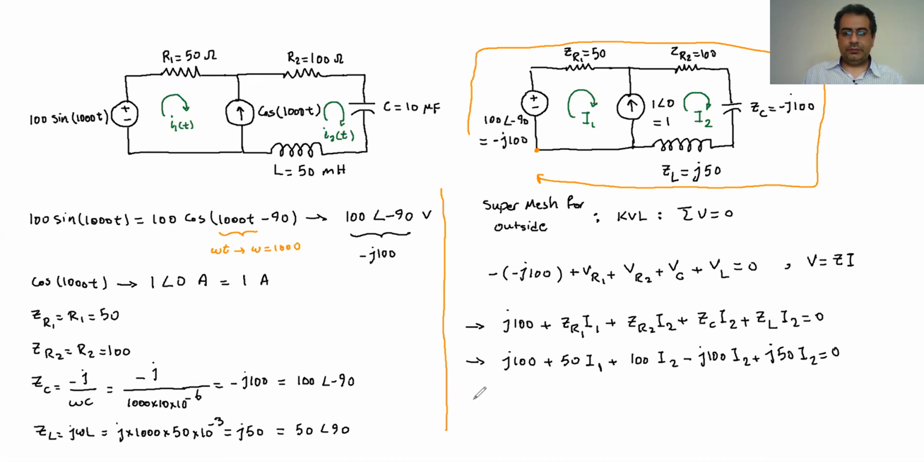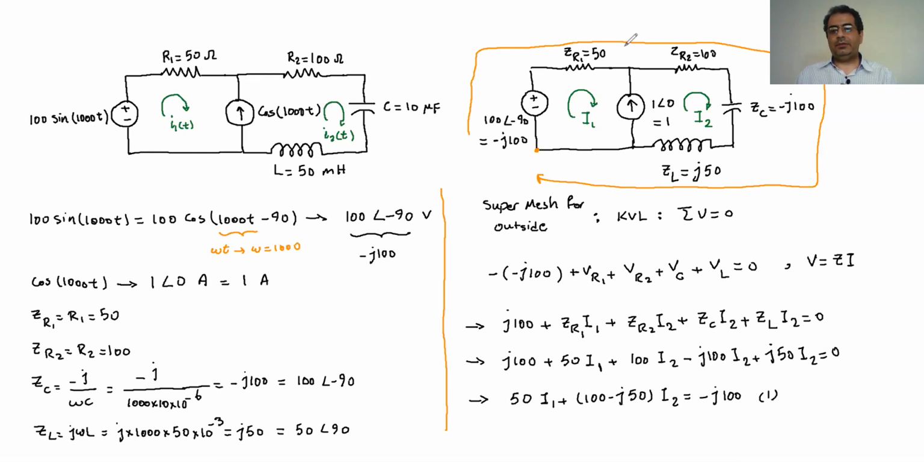So eventually, if I simplify that, I'm going to get 50 I1 plus (100 minus j50) I2 is going to become negative j100. So this is my first equation. I have one equation and two unknowns, so I have to find another equation.